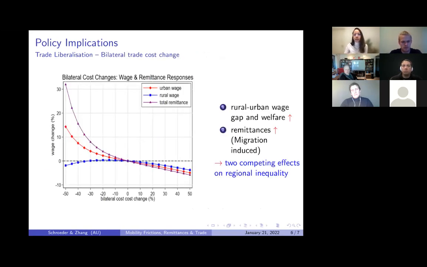Here what you can see is that we plot the urban-rural wage gap and the total remittances. If we were to exclude the remittance channel, we would conclude that trade increases inequality across regions. However, if you take into consideration that remittances also increase as migration increases, then this could actually counteract the initial increase in inequality.